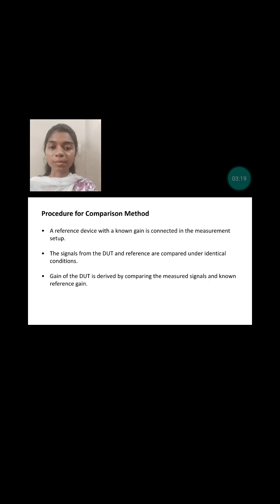Procedure for comparison method. A reference device with a known gain is connected to the measurement setup. The signals from the DUT and reference are compared under identical conditions. Gain of the DUT is derived by comparing the measured signals and the known reference gain.